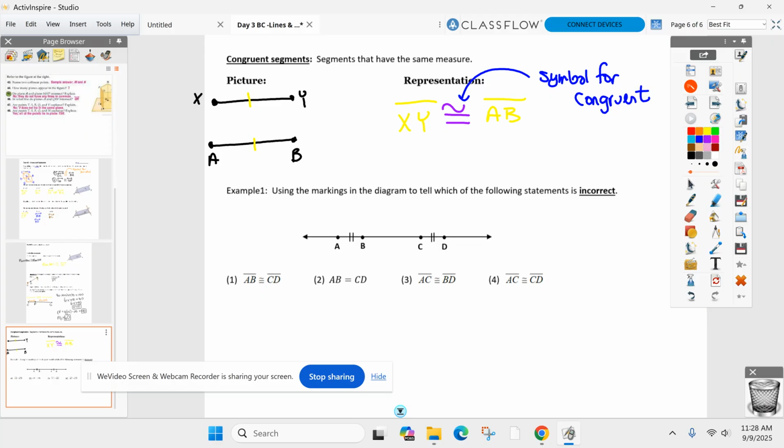Squiggly. What class are we in? Honors. Okay, I have an honors level question for you now. And I'd like you to do the same on your diagram.